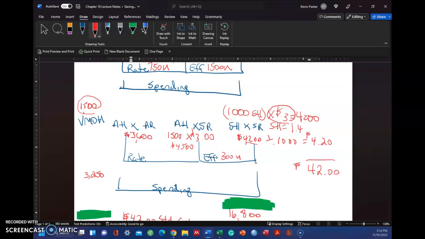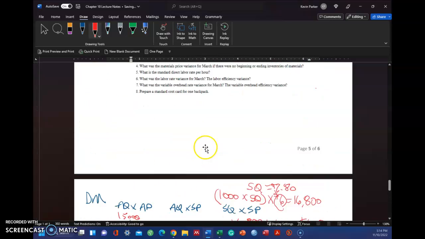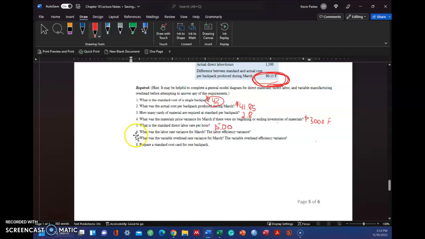And then for the actual variance, the actual compared to the actual based on standard rate, 3,600 is what it actually turned out to be compared to 4,500, and that is $900 favorable. Okay, so those are the answers to 6 and 7. I'm not going to write them down.